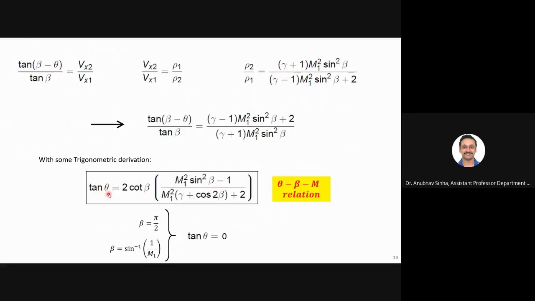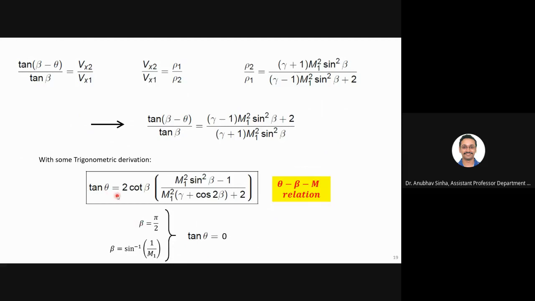So shock angle, deflection angle, and Mach number are all related, and this is a very important relation for oblique shock, the theta-beta-M relation. Now if you go to the two extremes that we discussed previously, if beta goes to 90 degrees, maximum or minimum, then tan theta will be 0.